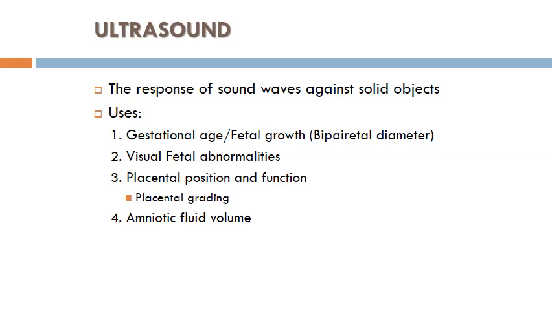Placental position and function. They're going to grade the placenta. As the placenta gets more mature, they're going to notice some calcifications and things. And they're also looking for amniotic fluid volume. They're looking for pockets of amniotic fluid, and they're using that measurement in a test we're going to talk about in a few minutes called the biophysical profile.